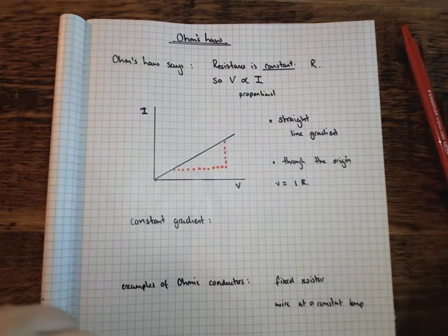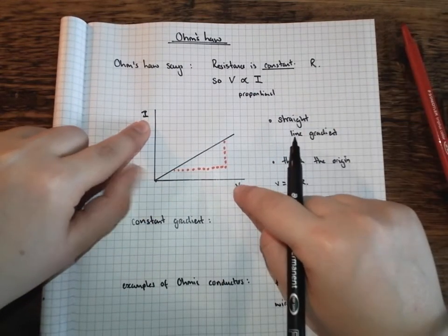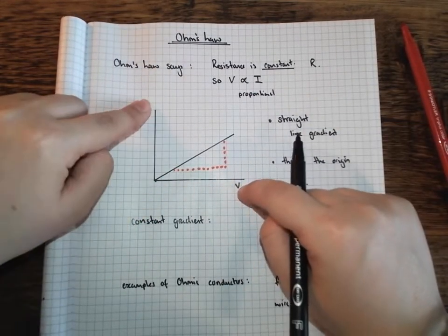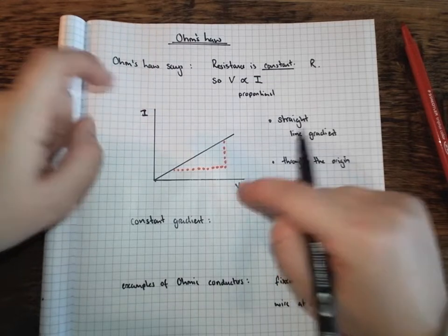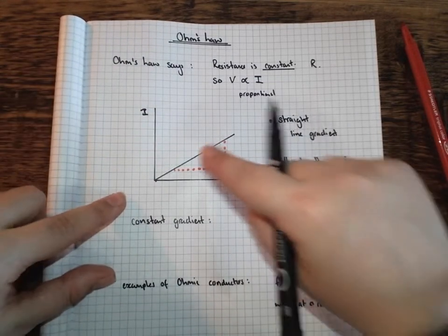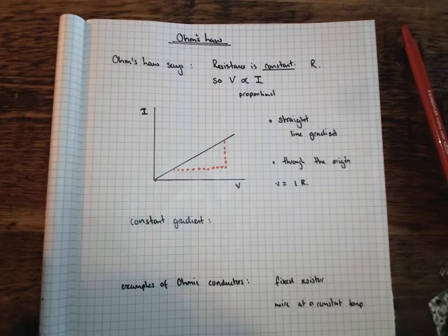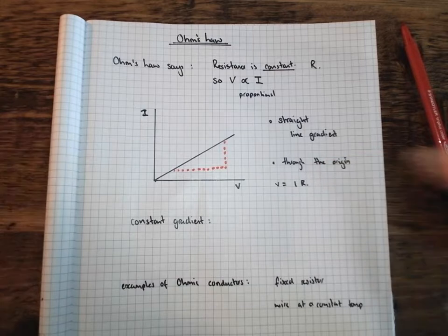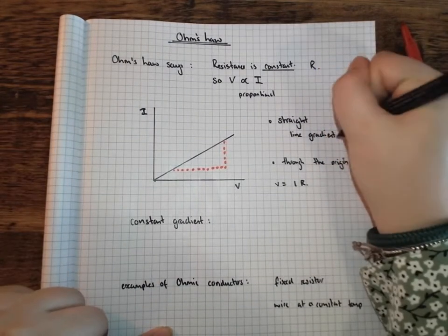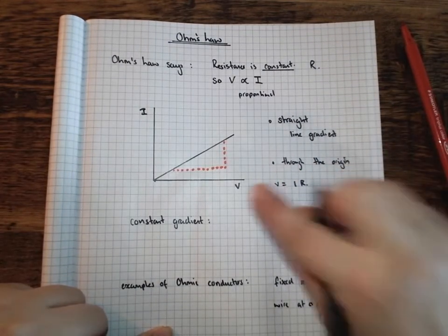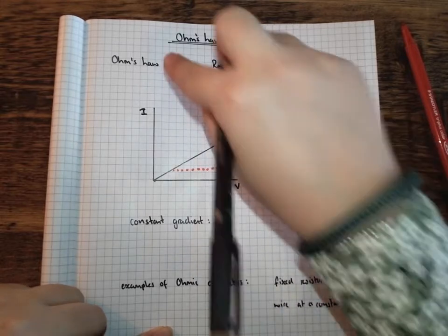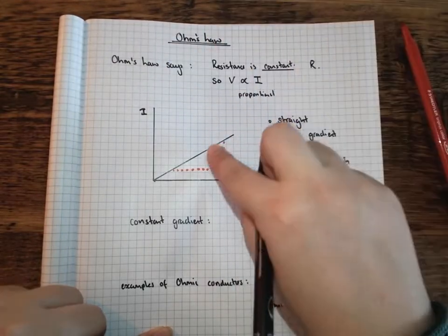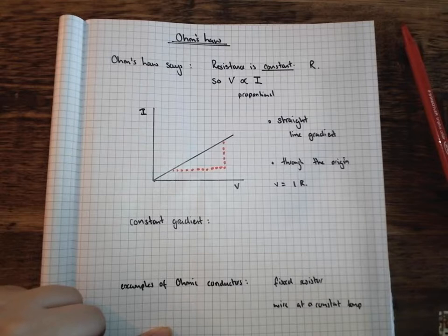If I was to plot this as a graph, we usually plot this as an IV graph because we've been changing the voltage and measuring the current. So if you've been doing an experiment to see, for example, if something obeys Ohm's law, and you get a straight line gradient going through the origin when you plot V and I against each other, this is the shape that shows that it obeys Ohm's law. So this graph would be an ohmic conductor.